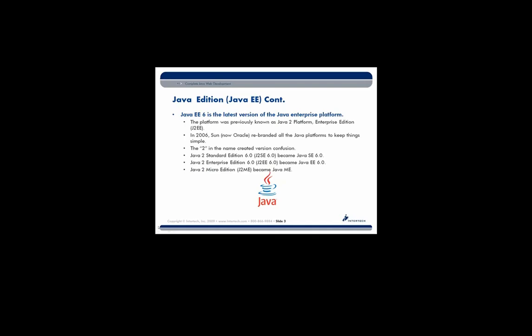So the latest version of the Java Enterprise Platform is Java EE 6. Previous to Java EE 6, and really previous to Java EE 5, the platform was known as the Java 2 Platform Enterprise Edition, also known as J2EE. In 2006, Sun, which is now Oracle, rebranded all of the Java platforms to keep this a little bit more simple. So they just got rid of the 2 in the name. Where we used to have Java 2 Standard Edition, or J2SE, it's now Java SE. Where we had Java 2 Enterprise Edition, or J2EE, it's now just Java EE. Same thing with the Micro Edition. It's now Java Micro Edition.